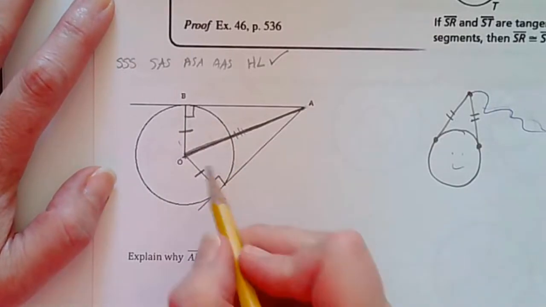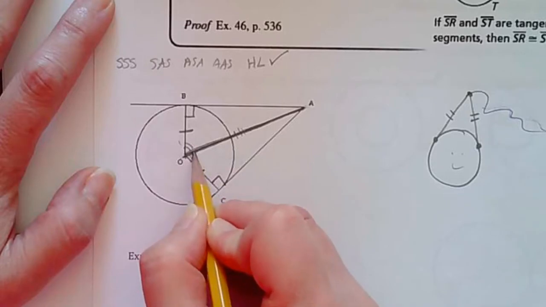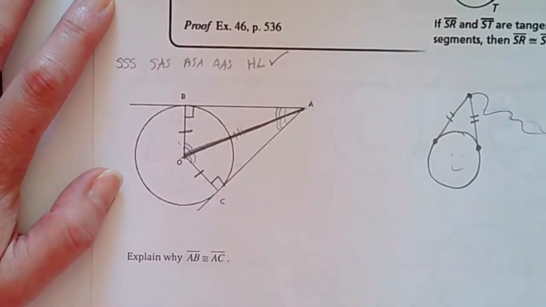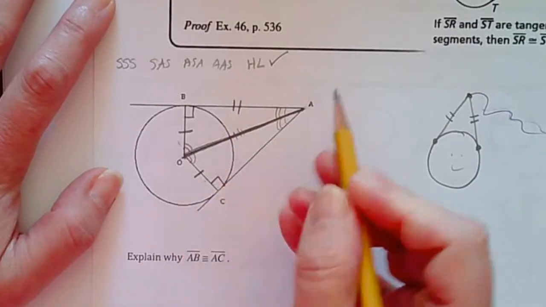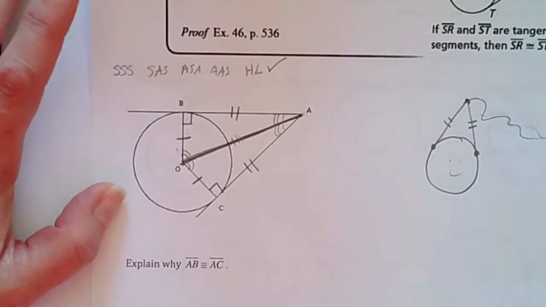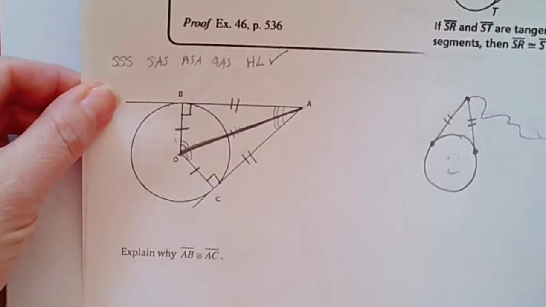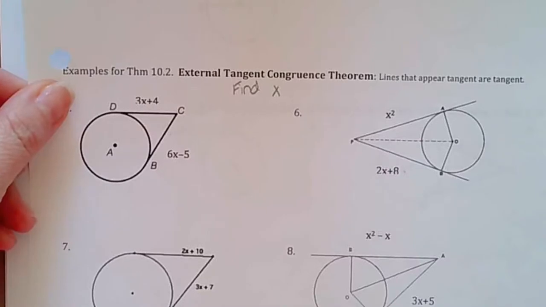Once we have congruent triangles, all of the other parts are congruent, like these angles here, these angles up here, and of course, these two tangent segments are going to be congruent. Now that we know that those tangent segments are congruent, let's take a look at some more examples.